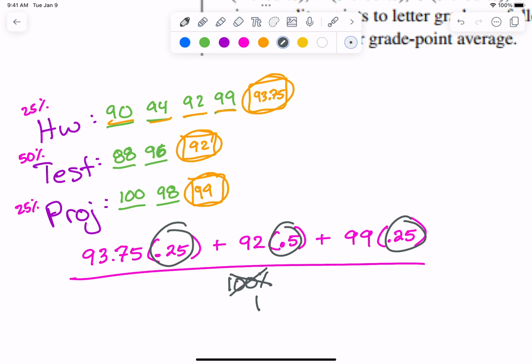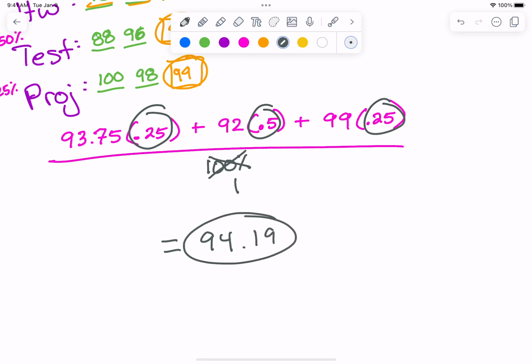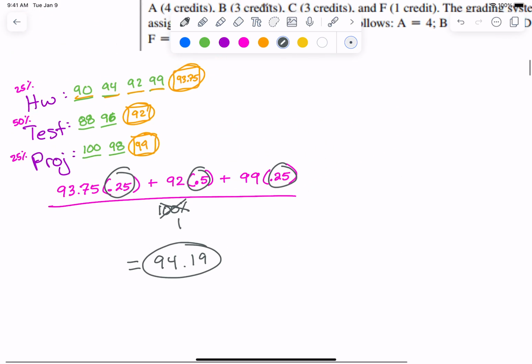In an average, I always think you're adding stuff together, and then you still have to divide by something. Well, you're dividing by 1, by 100%. So if you do that, did somebody get an answer for me? 94.19. That's how you find your average.